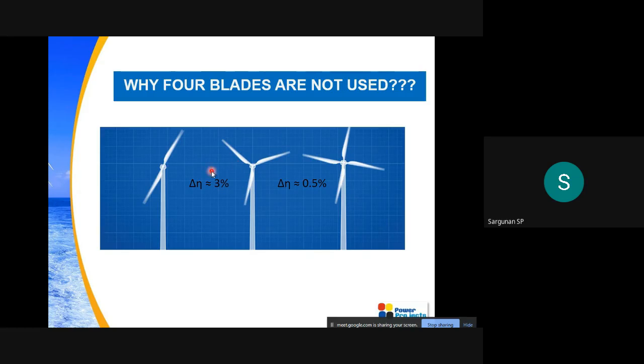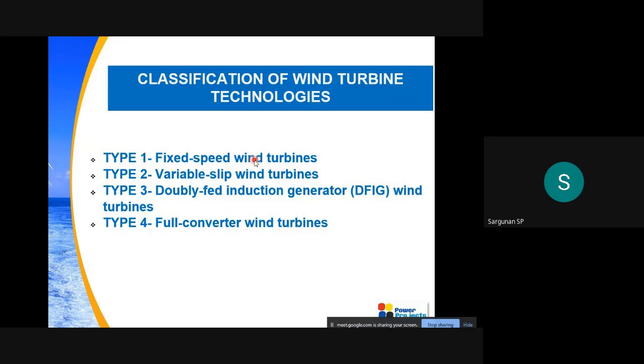Whereas with three blades, you can see the efficiency will increase by 3%. But if you go with four blades, the efficiency will increase only by 0.5%. And to account for this 0.5%, if we go for a four-blade wind turbine, the capital cost of the wind turbine will increase. That is the reason why we are adopting three blades. Similarly, here you can see that there are four types of wind turbines: type 1, type 2, type 3, and type 4. We will discuss these in detail.